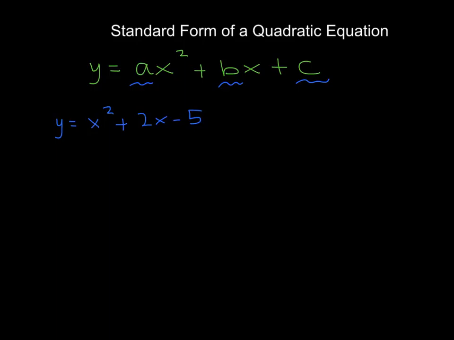So the first thing that I'm going to do is identify my a, which is 1. That's the number in front of x squared. B, which in this case is 2, because that's the number in front of x. And c, which in this case is negative 5. That's my constant.